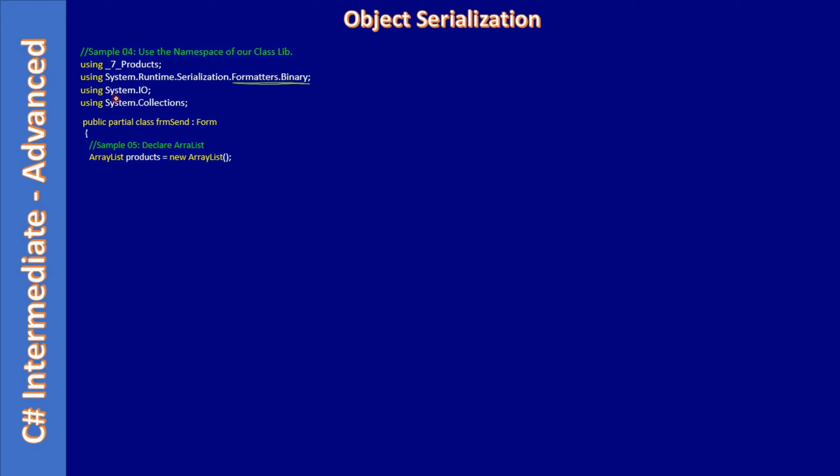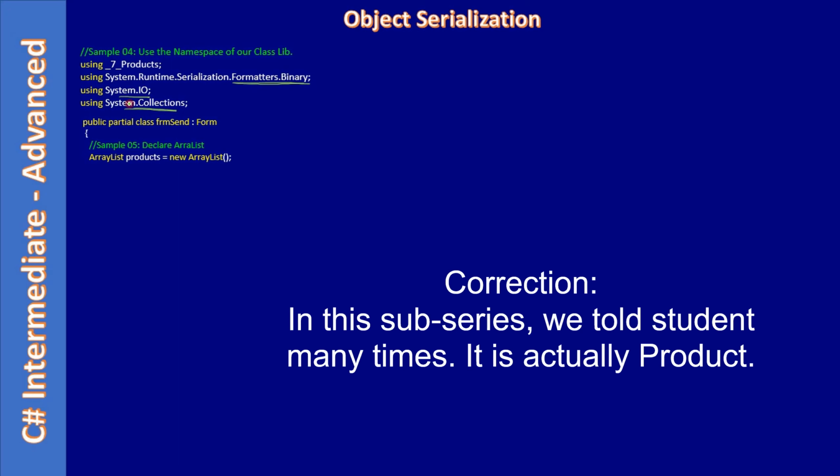Then we are going to use classes from System.IO, so we included that namespace as well. And here we used System.Collections. Why? Because we need an ArrayList, and in that ArrayList we will store the instances of a student.